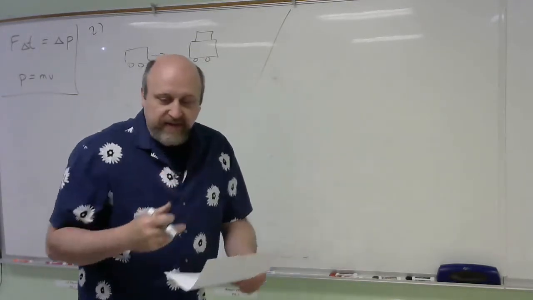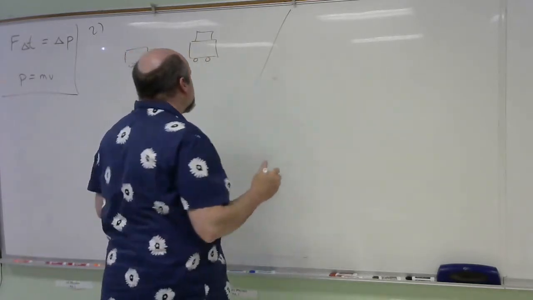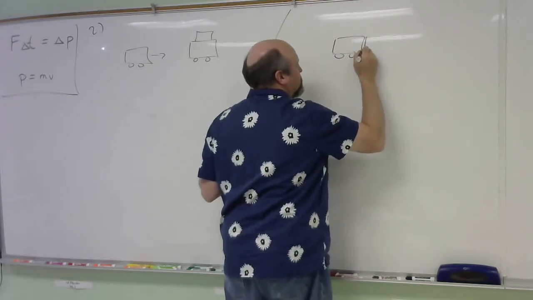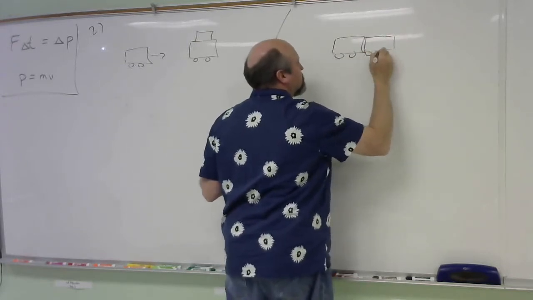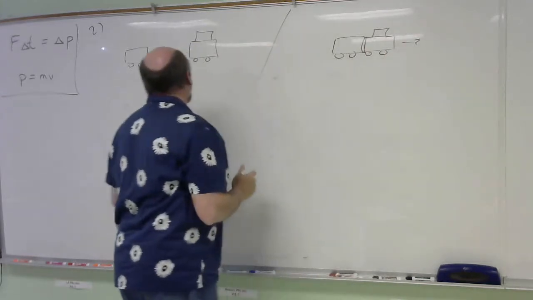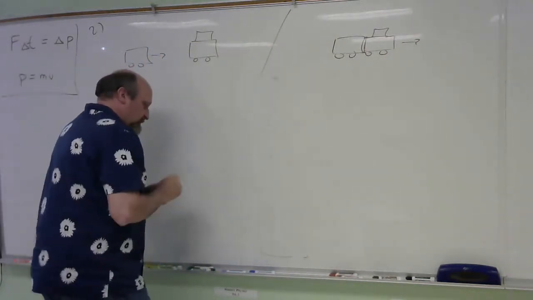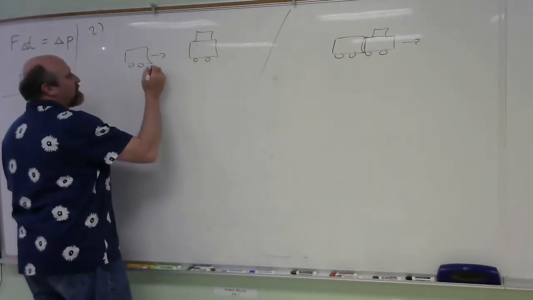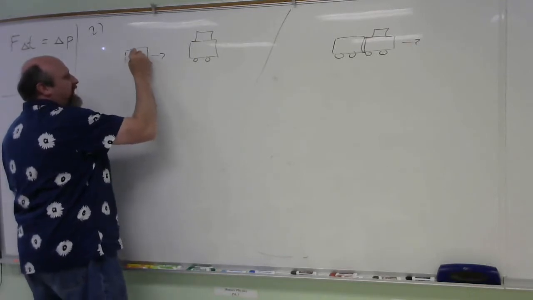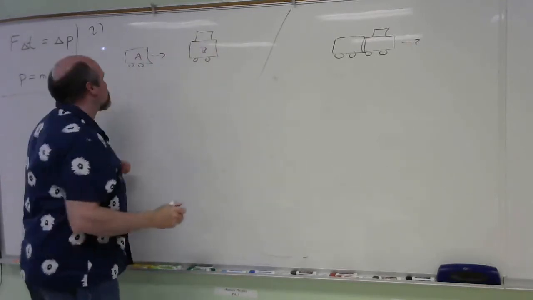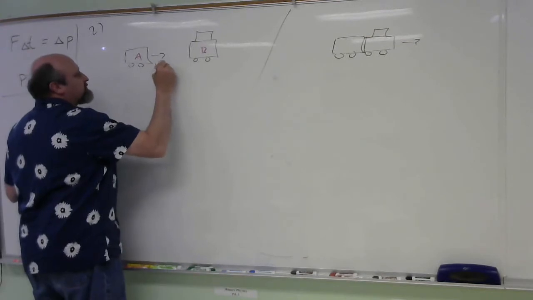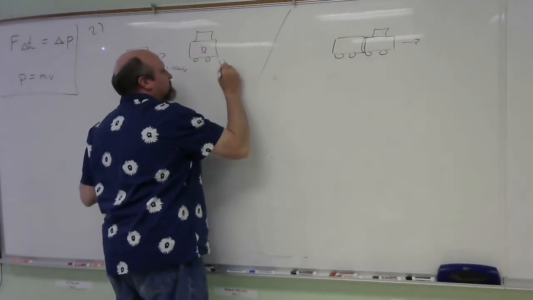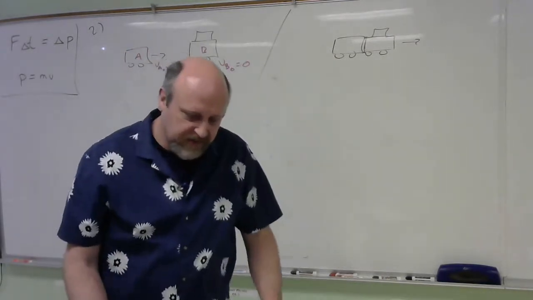Afterwards, let's see. The cars coupled together, which means they're locked together and they're going to move together. So afterwards, these guys are connected and moving together. Let's call these A and B. Does that sound good? Okay, so we know the velocity of A at the start, they tell us, is 10 meters per second. And the velocity of B at the start is 0. It starts at rest.